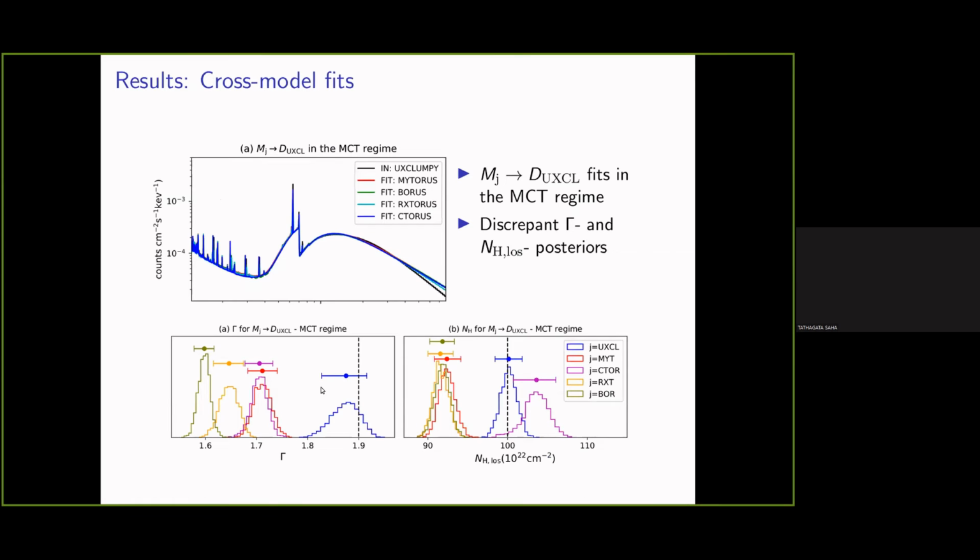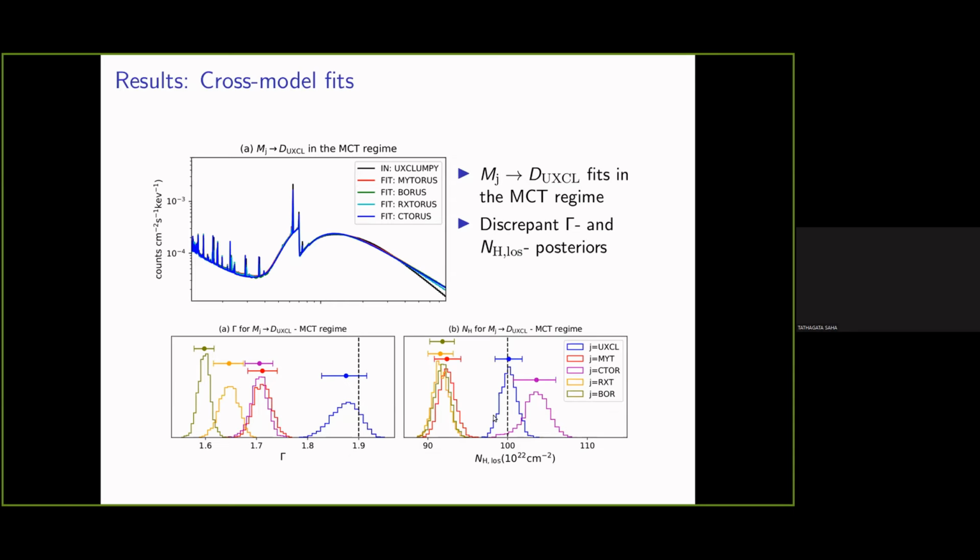Now to the cross model fits, when we have a different fitting model compared to the initial simulation model. So this is data simulated under UXCLUMPY and then fitted with different other torus models that are listed here. What we get are very discrepant posteriors for gamma, which is the intrinsic photon index. For an input value of almost 1.9 for UXCLUMPY, we get these varied values for other models. This can be attributed to the difference in the shape of the spectrum, which are generated by these models due to different effects.